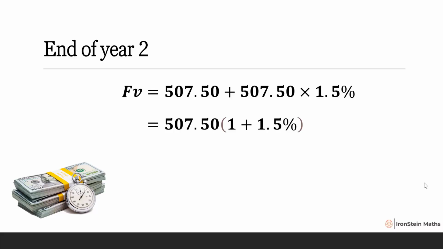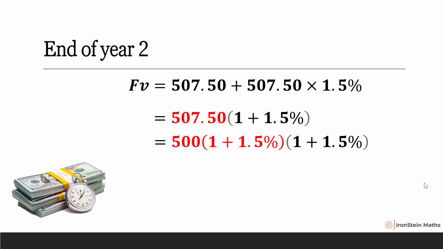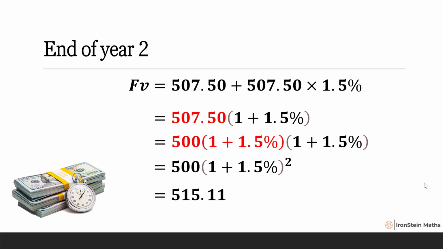If you recall from the calculation at the end of the first year, $507.50 was equal to 500 multiplied by 1 plus 1.5%. Now this is being multiplied by another 1 plus 1.5% to get us to the end of the second year. Because those two brackets are the same, we can write it as 500 multiplied by 1 plus 1.5% squared. And that is equal to $515.11.